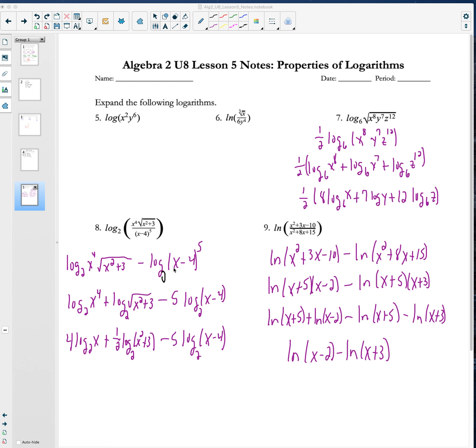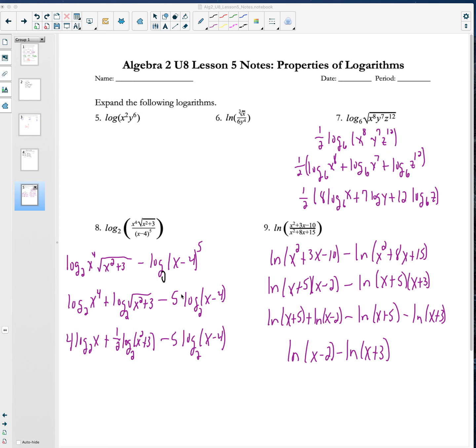Now, once again, as I evaluate each piece, I have to see what property takes precedence. So when I look at this piece, what takes precedent is the product. I have x to the 4th times the square root of x squared plus 3, so we have to apply our product property. So log base 2 of x to the 4th plus log base 2 of the square root of x squared plus 3. Now, when I evaluate this, what property takes precedent? It's the power property, because I have this argument raised to the power of 5, so I can take that 5 out front, and I get 5 log base 2 of x minus 4.